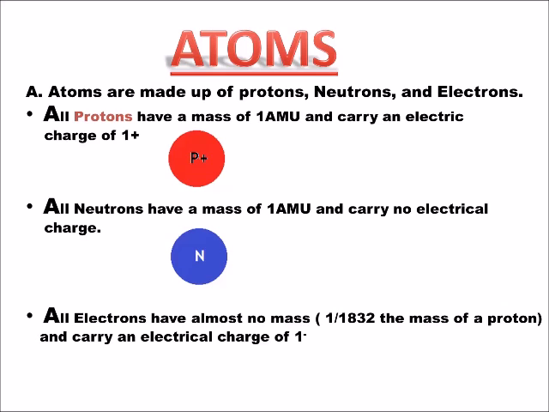All electrons have almost no mass. As a matter of fact, the mass of an electron is about 1/1832nd the mass of a proton. And each electron carries an electrical charge of -1. So you can see this electron that I've drawn here has a negative sign on it because it carries a negative electric charge. The two charged particles in an atom are the proton and the electron.